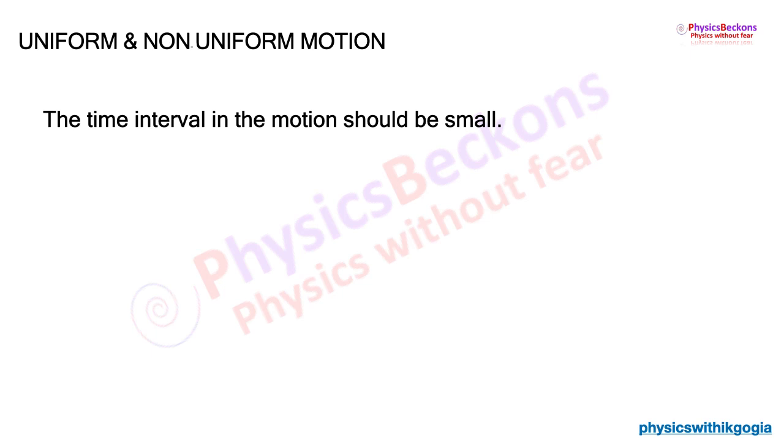For example, it may have covered 40 kilometers in first half an hour, 20 in next half an hour, making it a total of 60 kilometers. So, motion within the first hour was non-uniform, but if you take the hour, the longer period, it appears to be uniform. So, in order to have motion strictly as uniform motion, the time intervals should be small. That is, every minute the car should cover 1 kilometer, every second it should cover same distance, and so on.